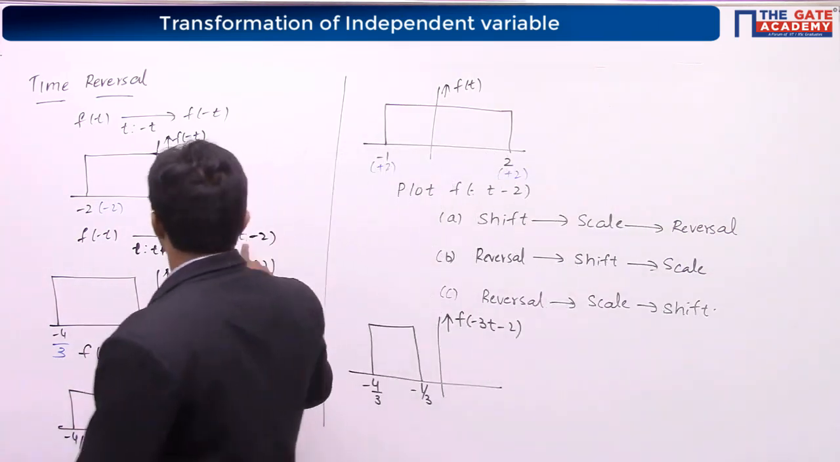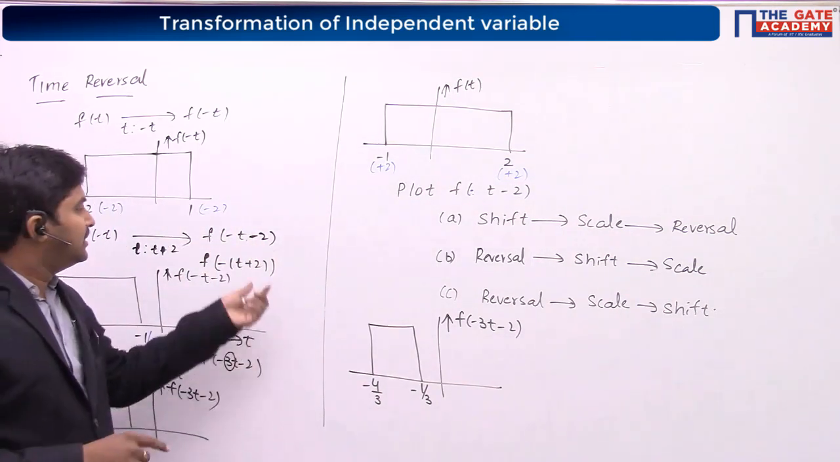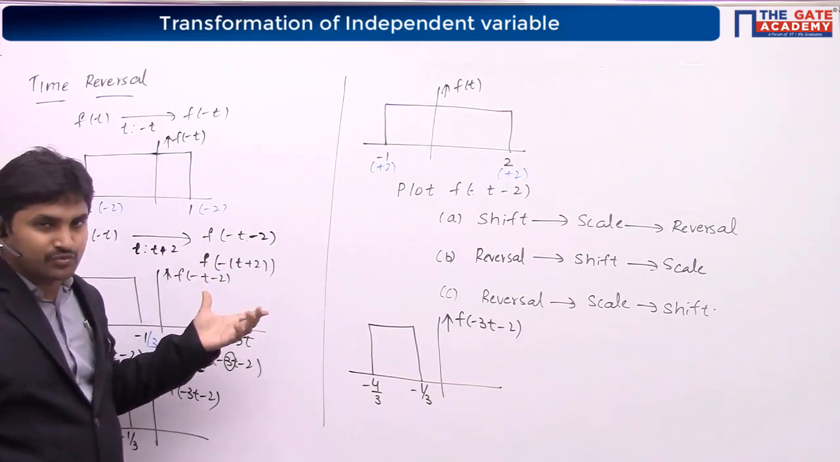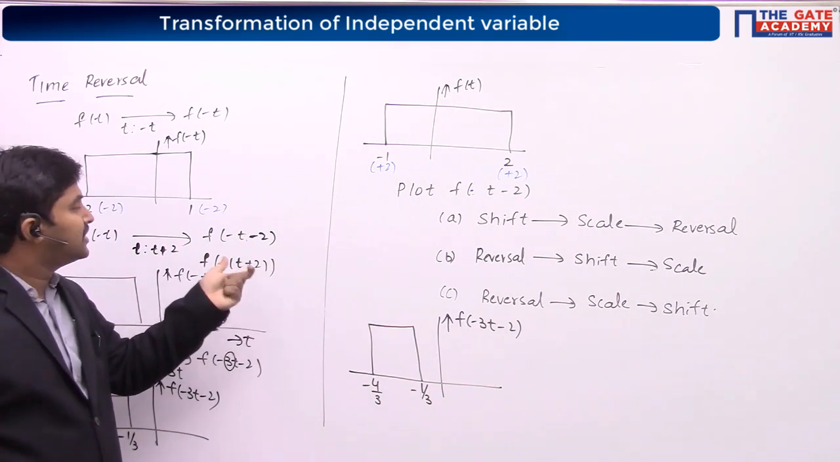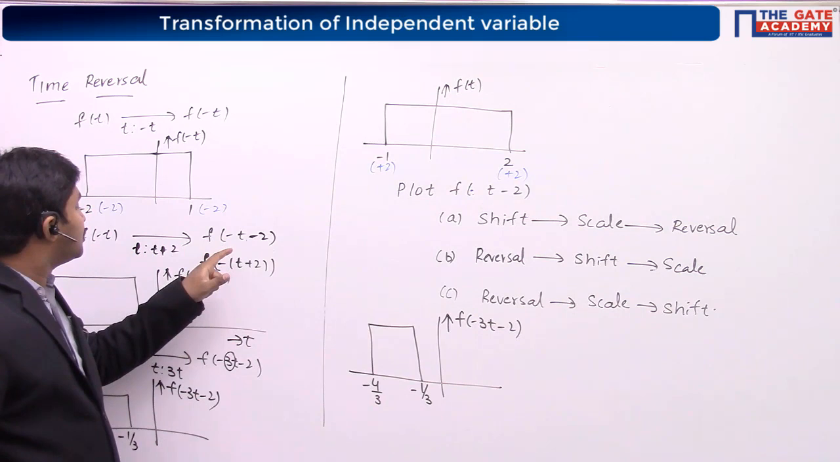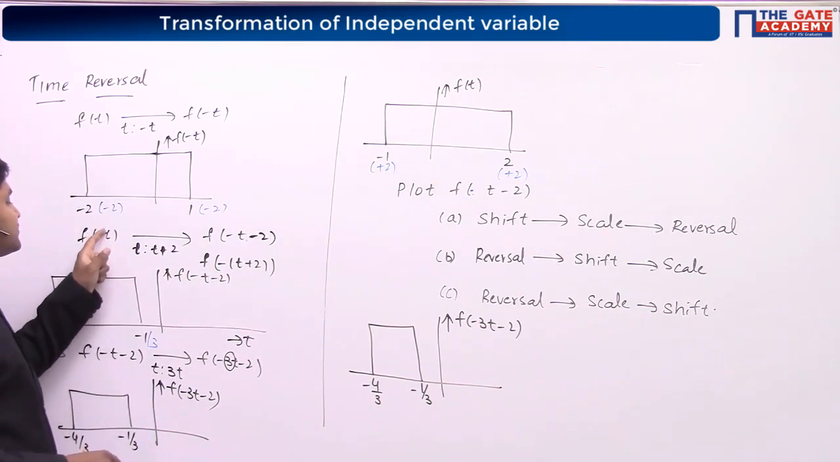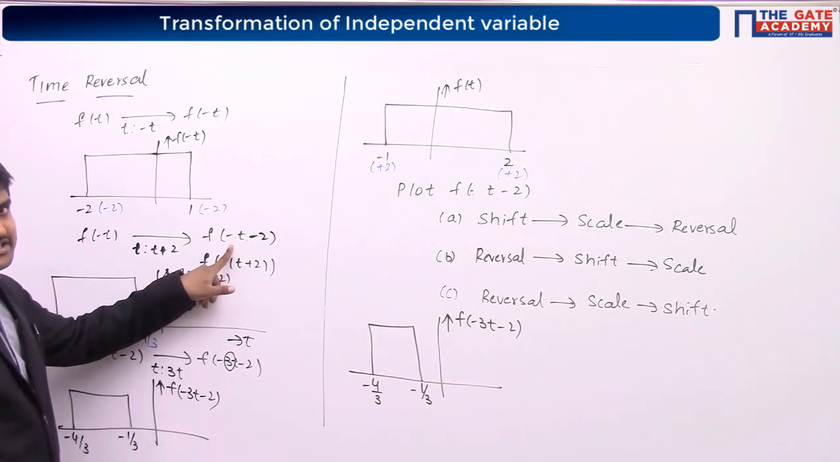Now, if this is what you require, then the mistake that we generally make is that, seeing a minus 2 here, we directly go for t becomes t minus 2, which is a delay operation. But if you do that, you have seen what the problem is. If you replace t with t minus 2, then you will have f of minus t plus 2. But the result that is required for us is f of minus t minus 2.